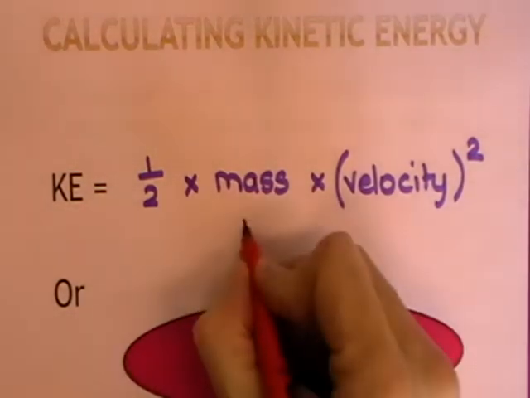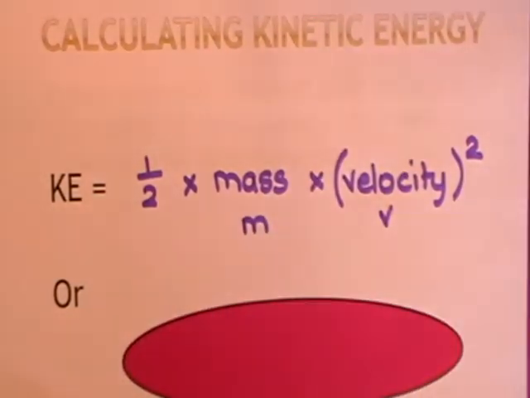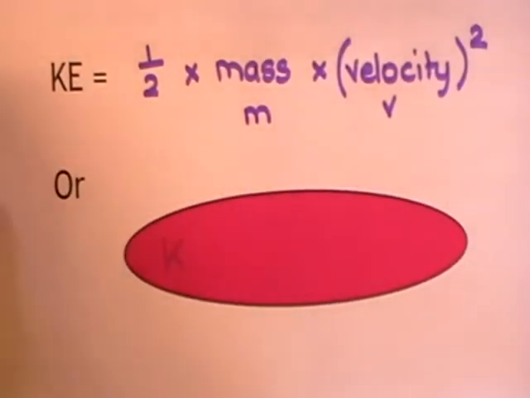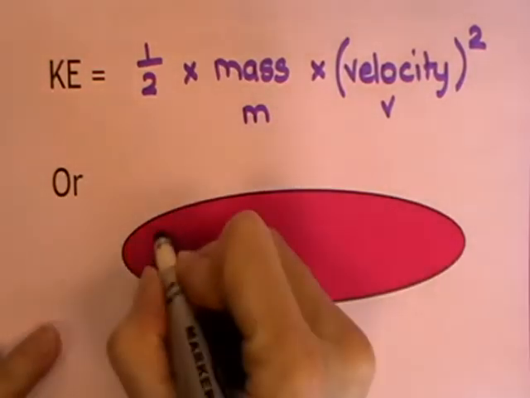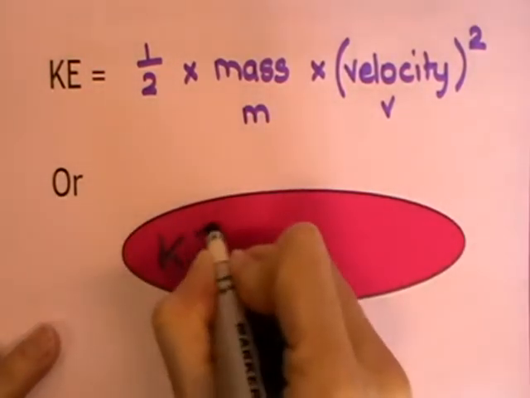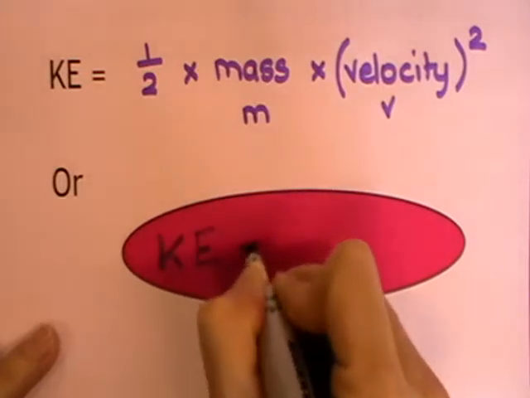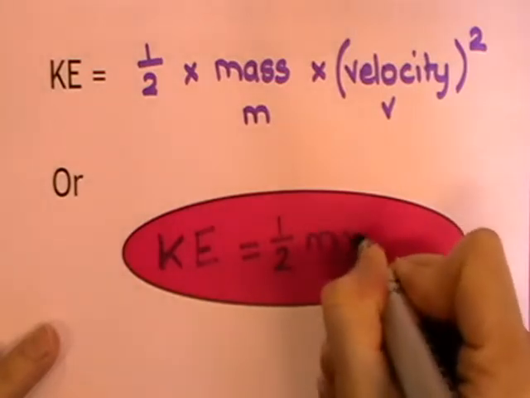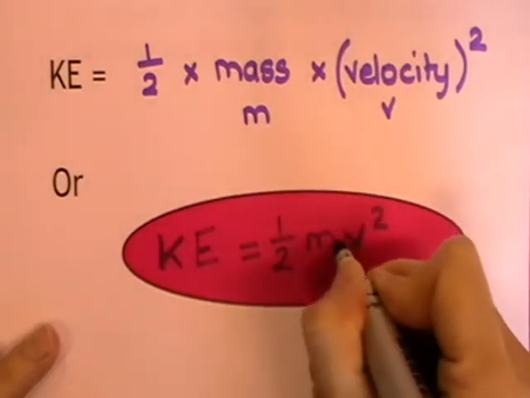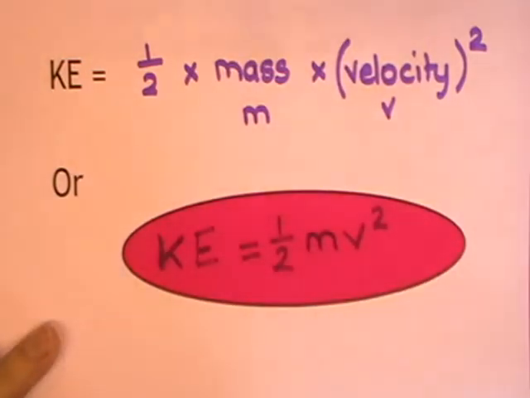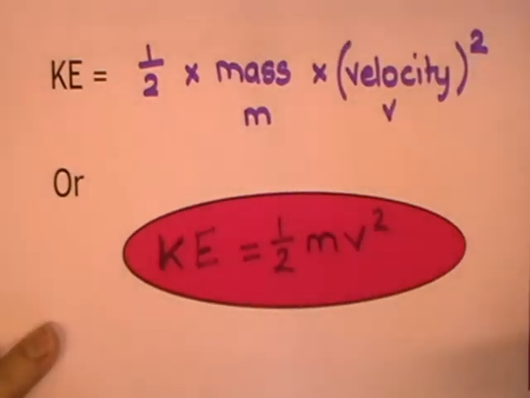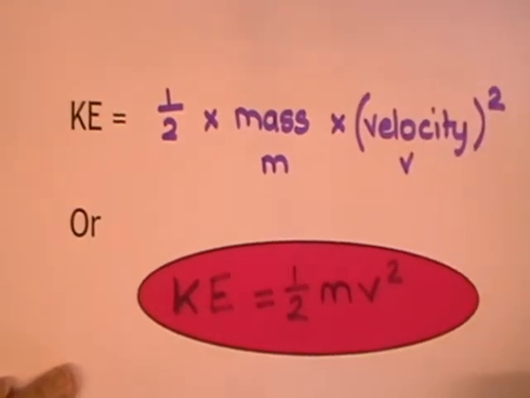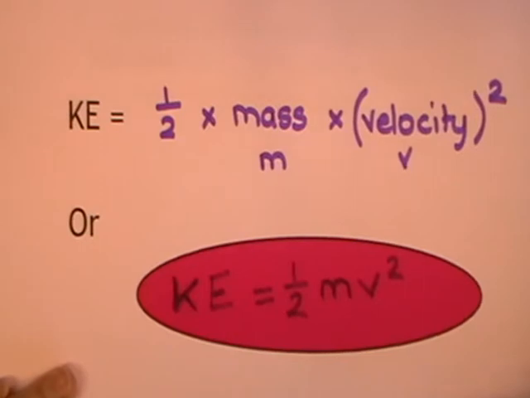So if we use again an m for mass and a v for velocity or speed, then our equation becomes, and I'll write it with a different pen, KE equals a half times m times v squared, half mv squared. Again, we're going to do a couple of examples of these, and feel free to stop the video, try out the sum yourself, and then go back and check the answer.